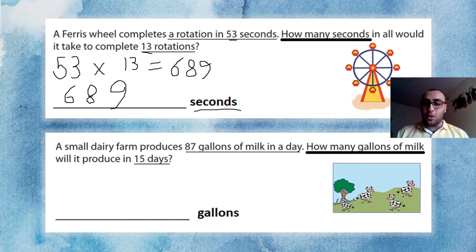Now, for the second one, let's look at here. A small dairy farm produces 87 gallons of milk in a day. So, one day, 87 gallons of milk. How many gallons of milk? So you see, the question is about gallons, right? Will it produce in 15 days? So, one day, 87. How many in 15 days?